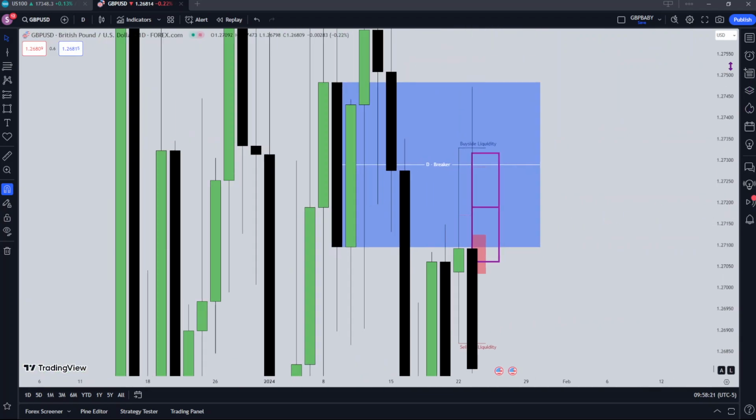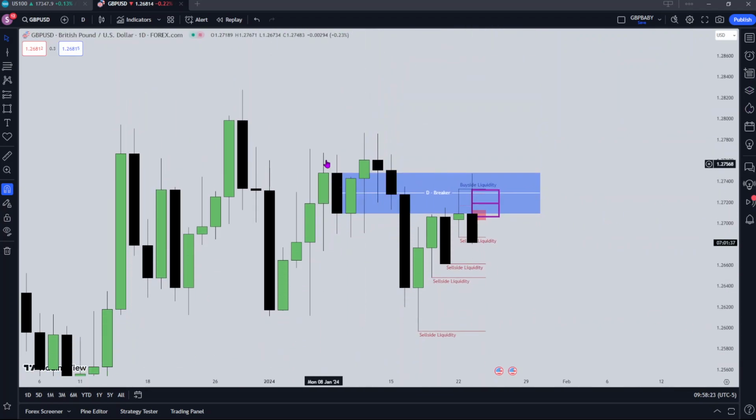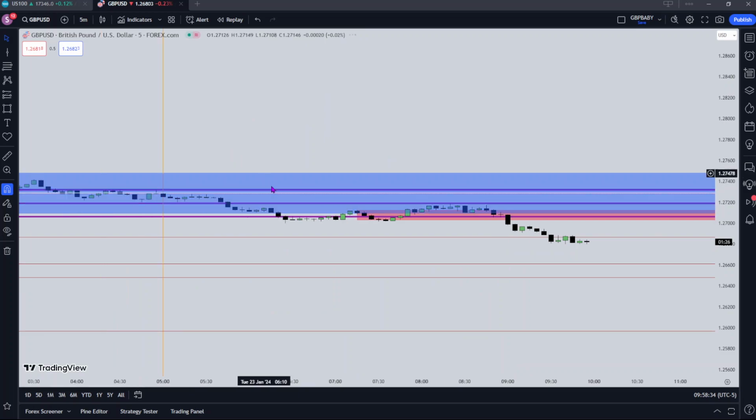So we have a daily breaker here. Why is this a breaker? We have a high, we have a low, we have a higher high, and then price closed lower here. So that makes this last down close candle a breaker, and that's why we can treat it as such. But let's get that back down to the 5-minute.